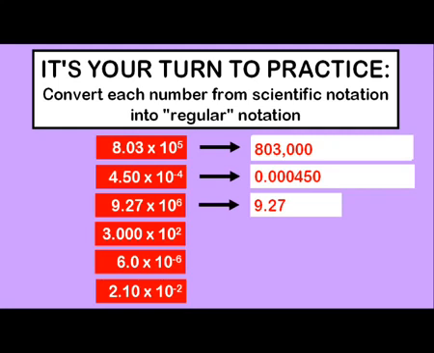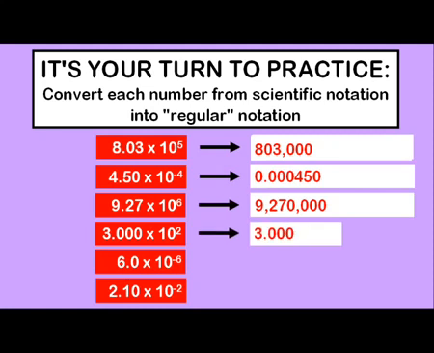In our third example, we have to move the decimal point 6 places to the right to make it a larger number. 9,270,000 is correct. In our next example, we have 4 significant digits, which I do not get rid of.